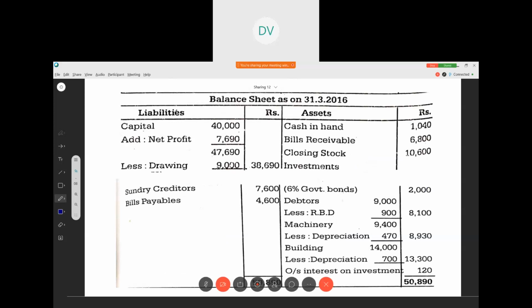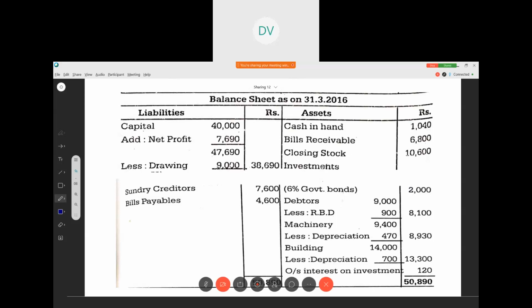So capital: opening capital in the opening balance sheet, add net profit, less drawings. We have written sundry creditors closing balance, bills payable closing balance. Asset side: cash in hand, closing balance of the cash book, bills receivable closing balance, closing stock, investments. So investments we can write directly, 2,000. This value will not change. This is the same. Sometimes they will add the outstanding interest, but actually it is better to show the investment separately.